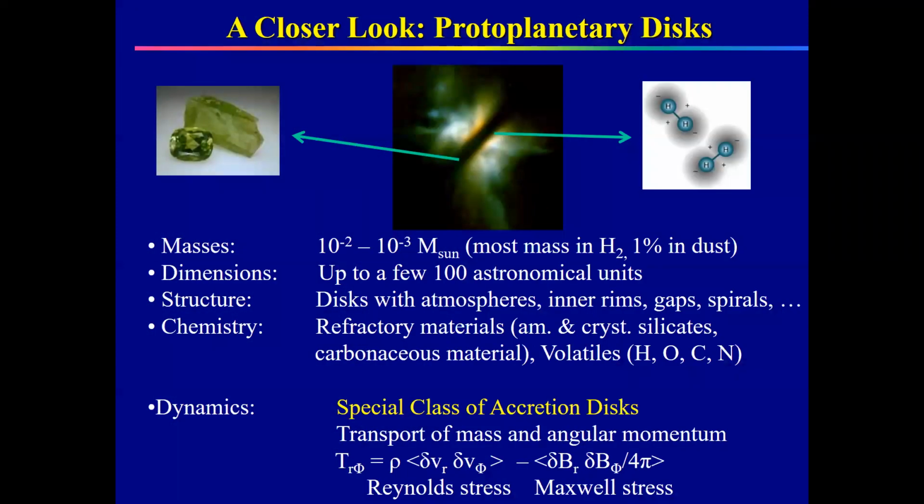Actually, disks come in a wide range of masses and sizes. They have atmospheres, inner rims, gaps, spirals, and Catherine already talked about the chemical diversity, but they also have a physical diversity. And that is also needed if we want to explain the diversity of exoplanets. In addition, there are a special class of accretion disks which transport angular momentum and mass. And that means the disk environment is actually a very dynamic environment for the chemistry.